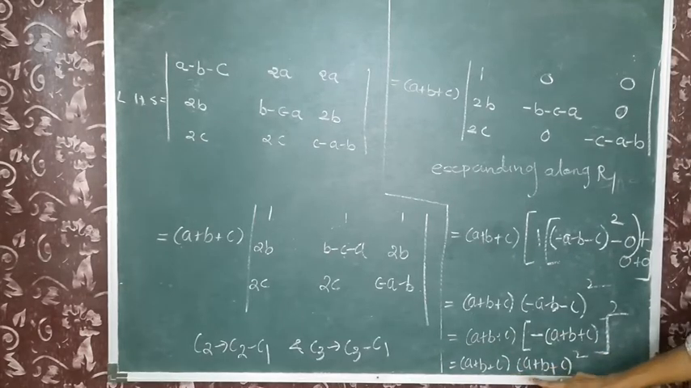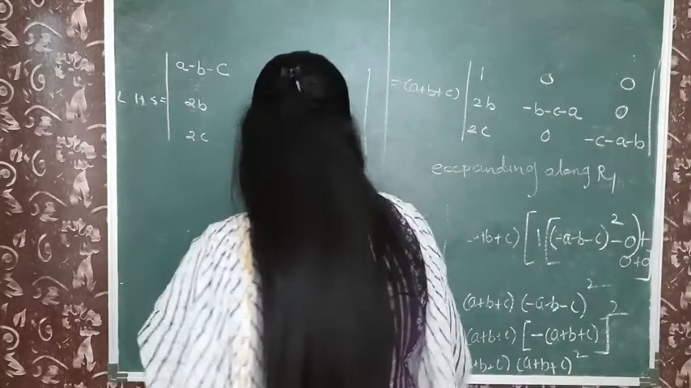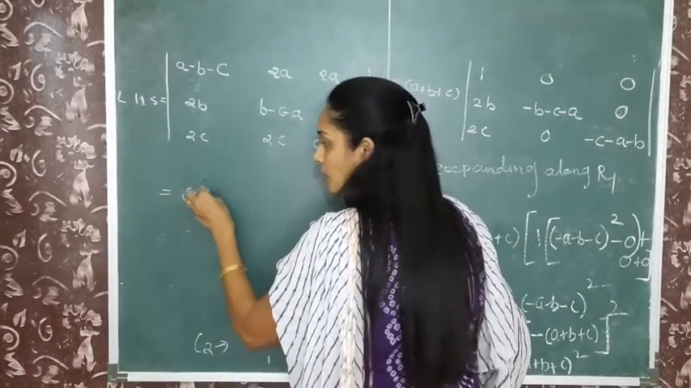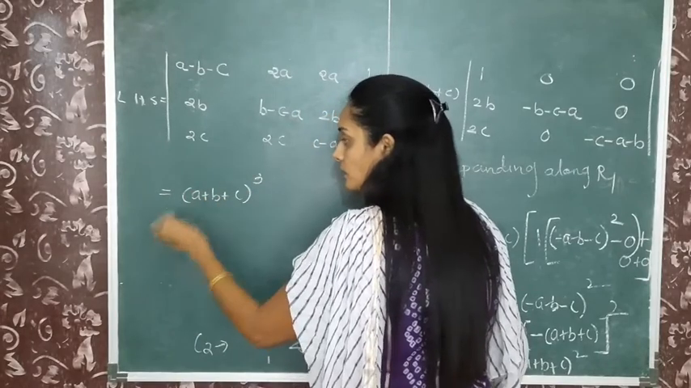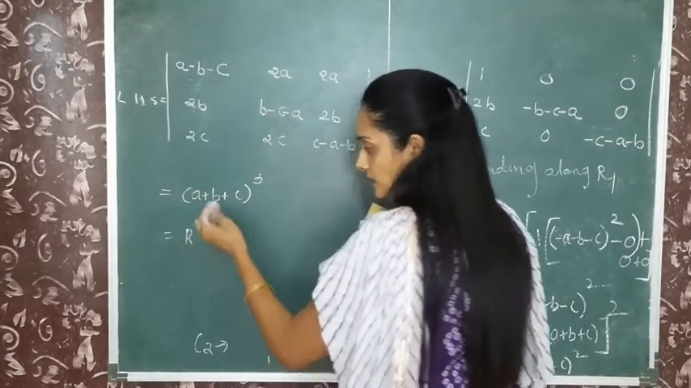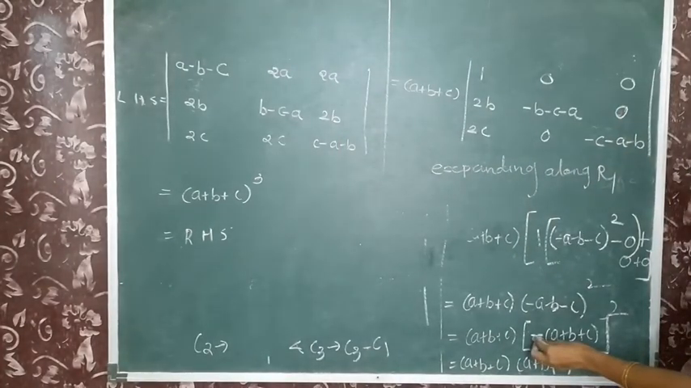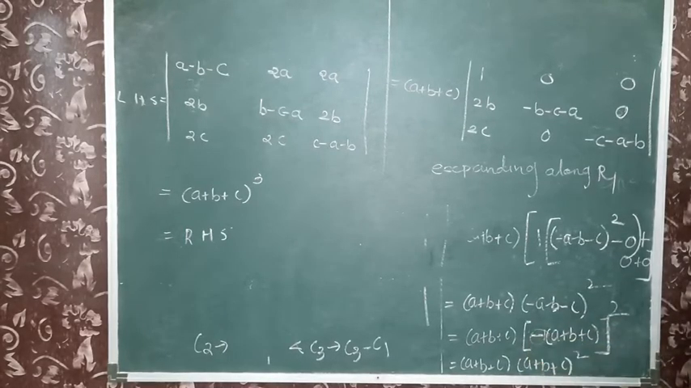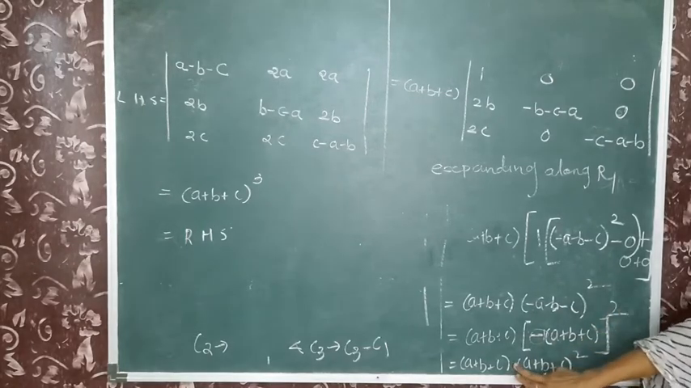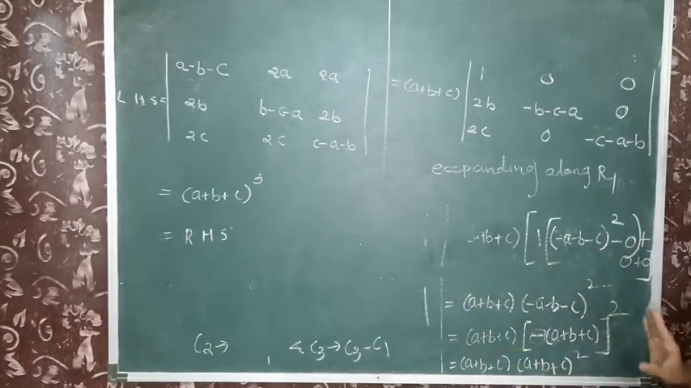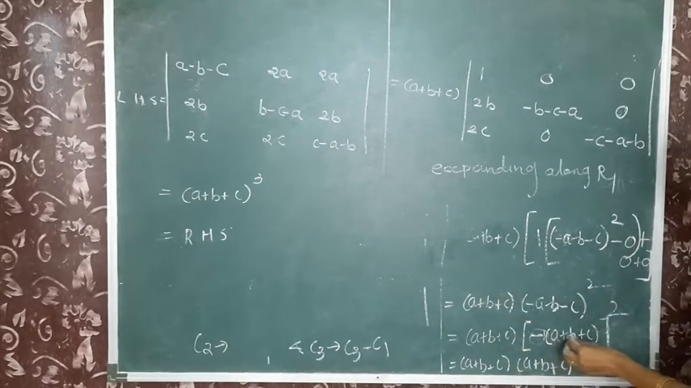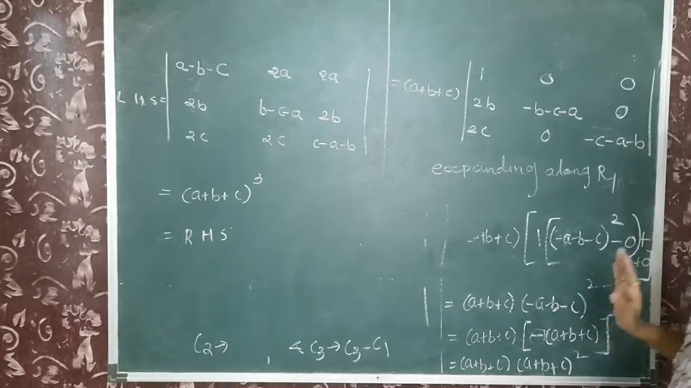A plus B plus C into A plus B plus C whole square. So we have A plus B plus C whole cube equals RHS. Okay. Here minus in the bracket of A plus B plus C whole square, that means minus 1, and minus 1 square is equal to plus 1. So the minus sign is deleted, and here A plus B plus C whole square.